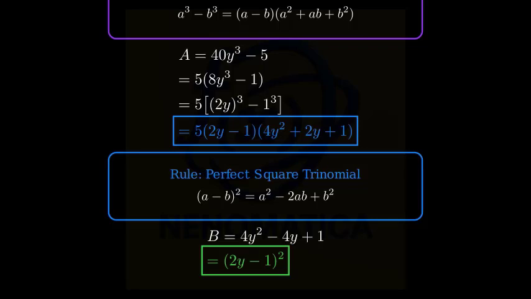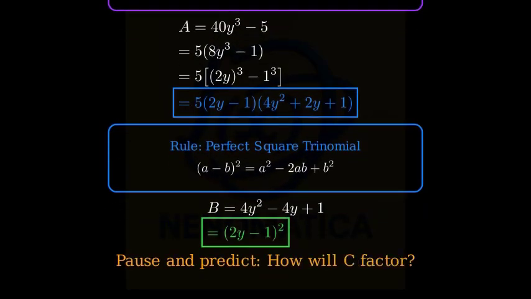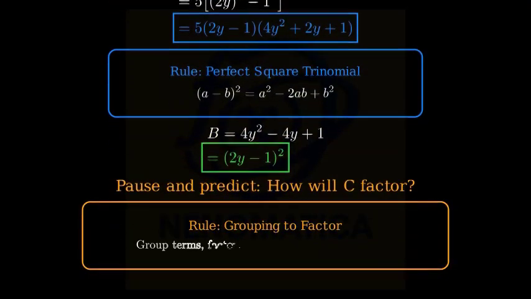Quick challenge for you. Can you predict the full factorization of C? Before we start grouping, pause the video and take a guess. Look for common factors and try grouping. Step 3. Factor C by grouping. We will pair terms and look for common factors, and then factor out (2y minus 1).